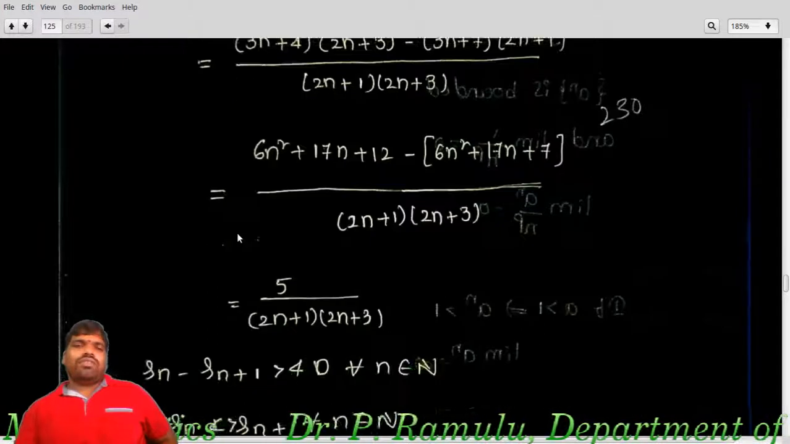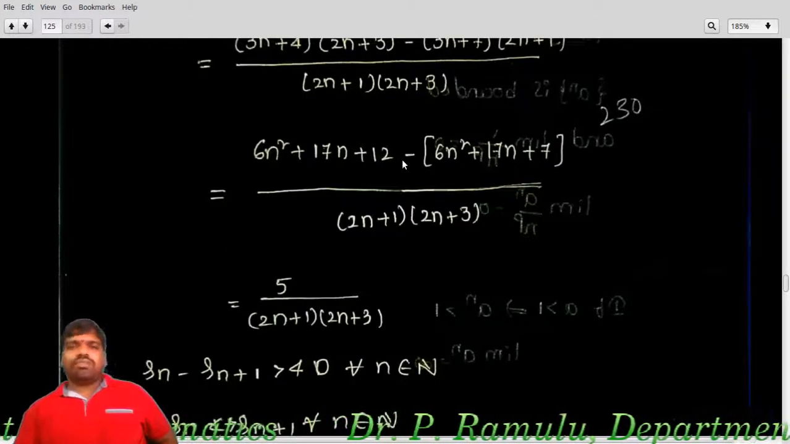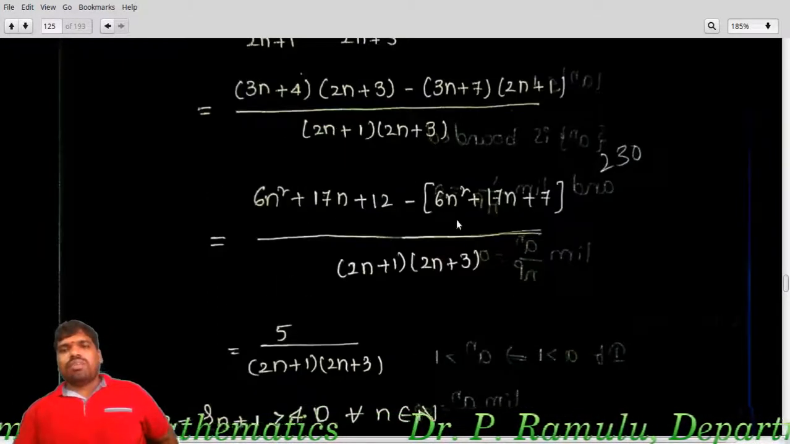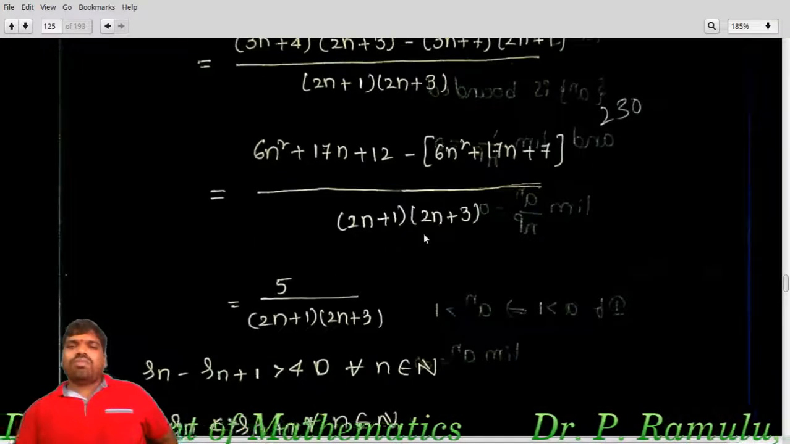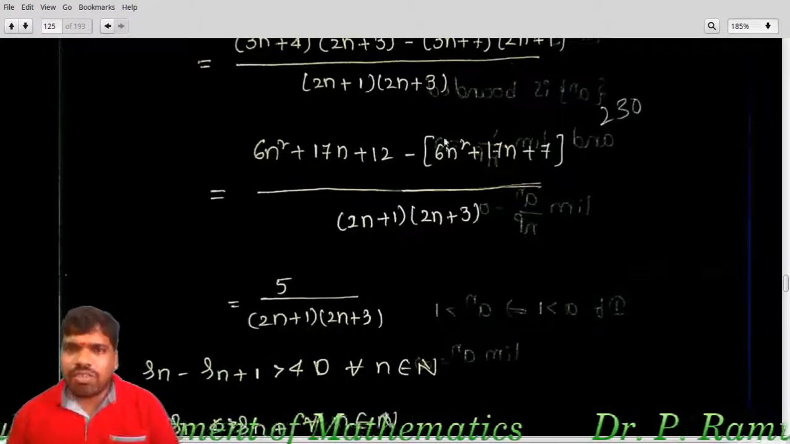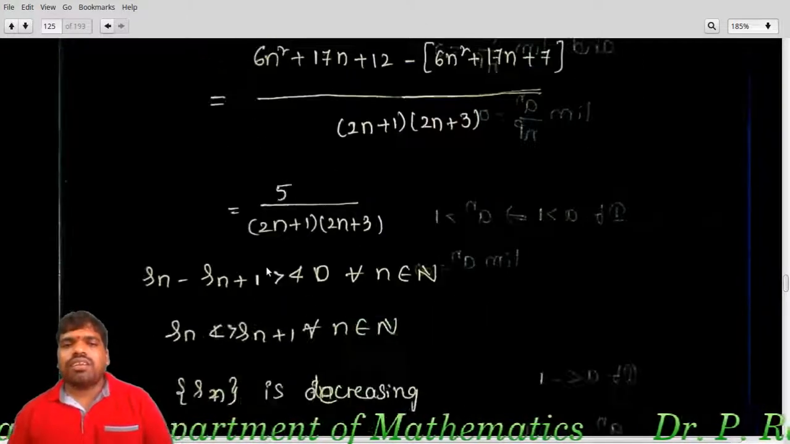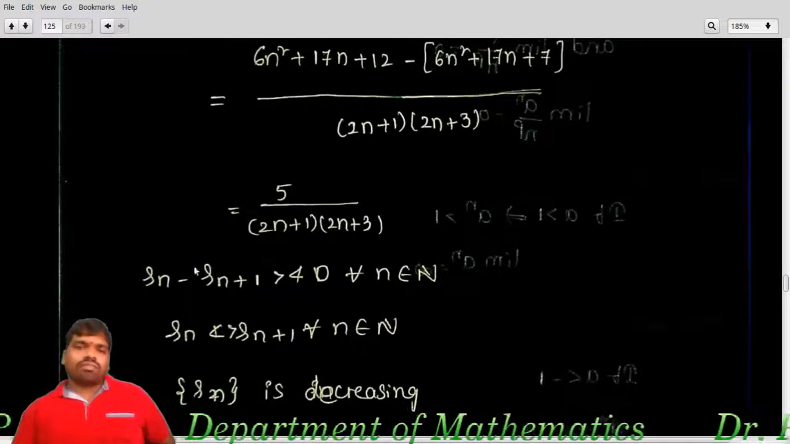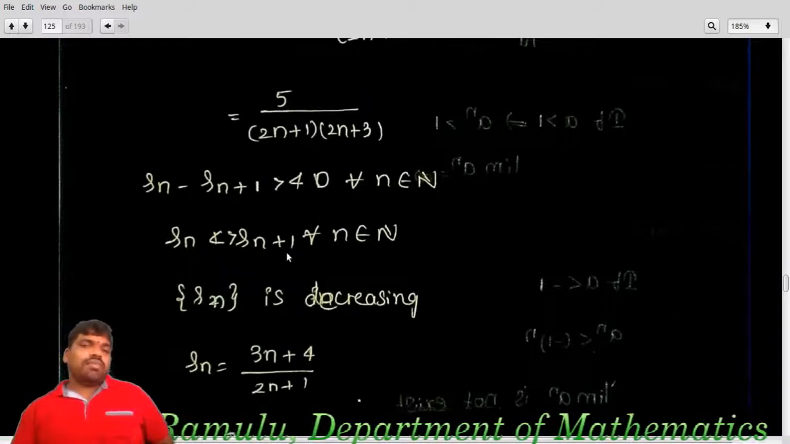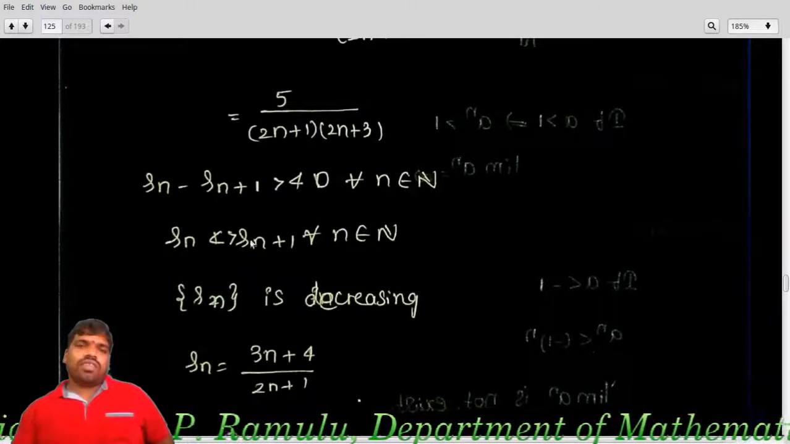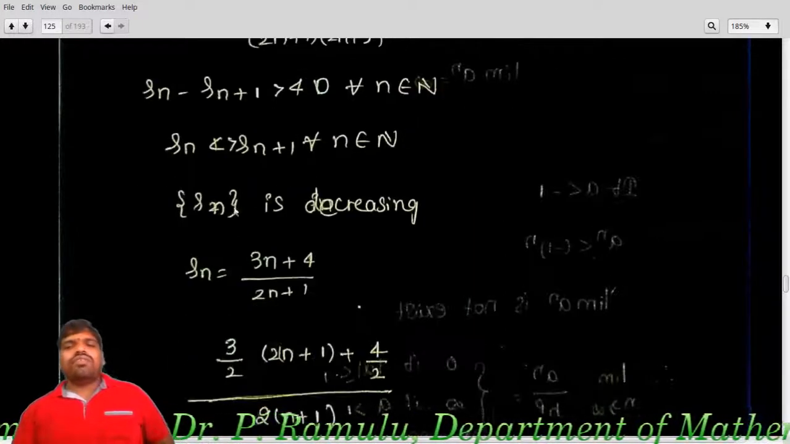If I multiply this, 6n square plus 17n plus 12, minus 6n square plus 17n plus 7. If I multiply the two terms in the denominator, 2n plus 2. The 6n square and 17n cancel out, 12 minus 7 equals 5. This is greater than 0. So Sn is greater than Sn+1, for an induction. Therefore, Sn is a decreasing sequence.